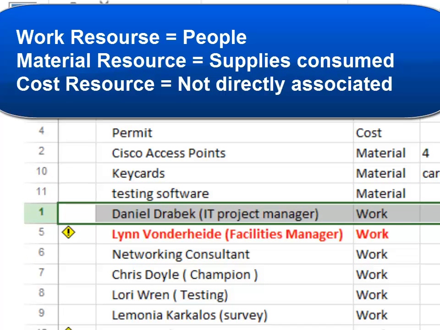The work type resource is one that actually is assigned by the hour, so we have to come up with a time frame for him. So he's going to work a certain number of hours a day and cost us a certain amount.